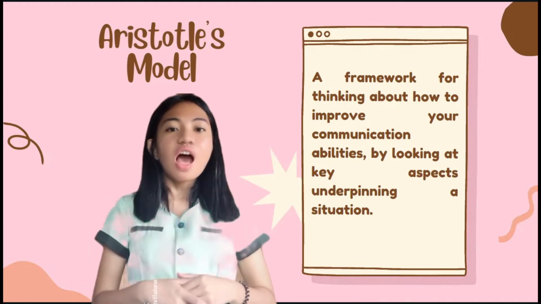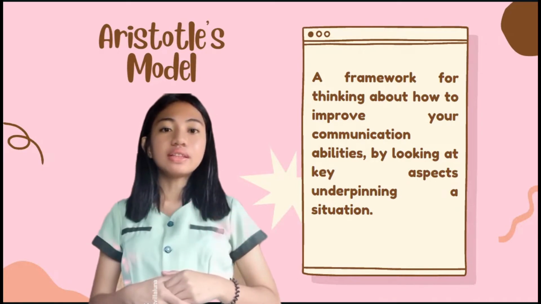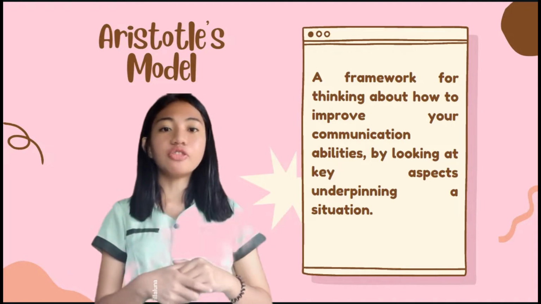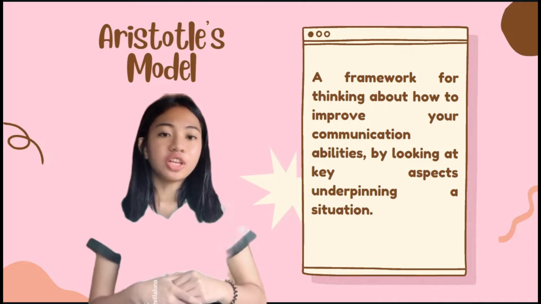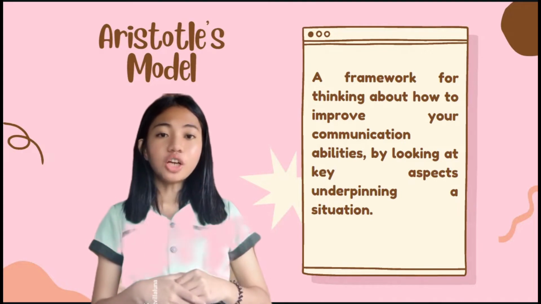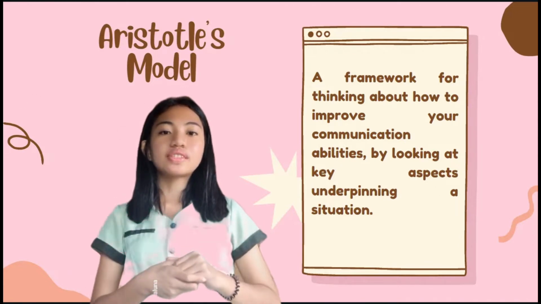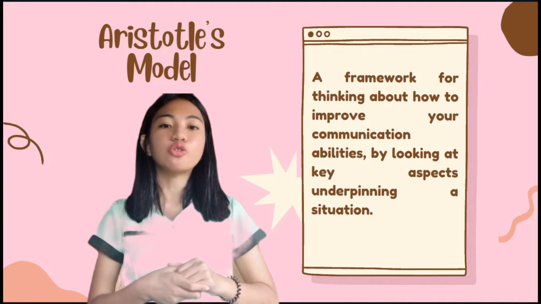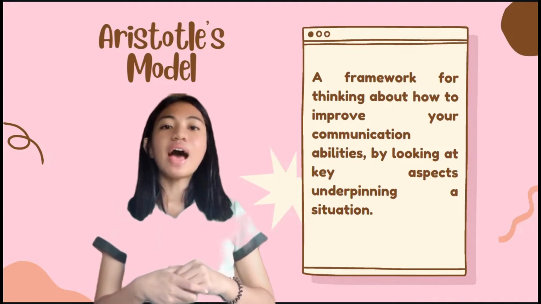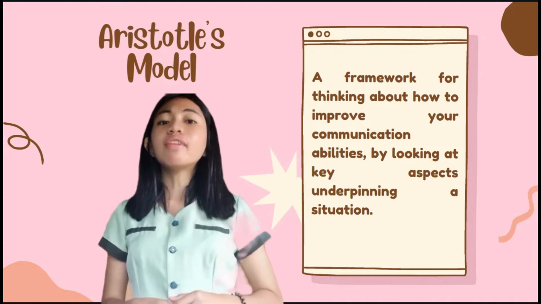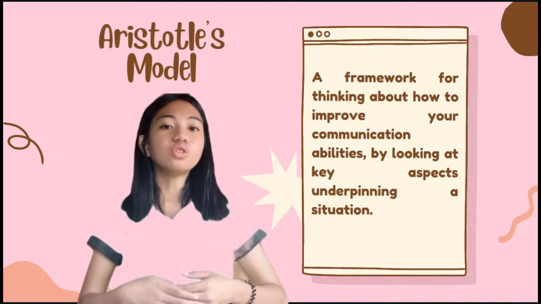Aristotle's model, a framework for thinking about how to improve your communication abilities by looking at key aspects underpinning a situation. Aristotle's model of communication is the oldest communication model, dating back to 300 BC. The model was designed to examine how to become a better and more convincing communicator. Aristotle argues we should look at 5 elements of the communication event to analyze how best to communicate: speaker, speech, occasion, target, audience, and effect.